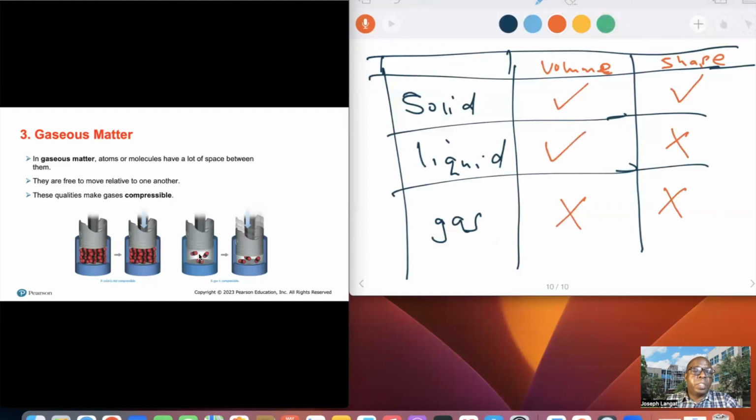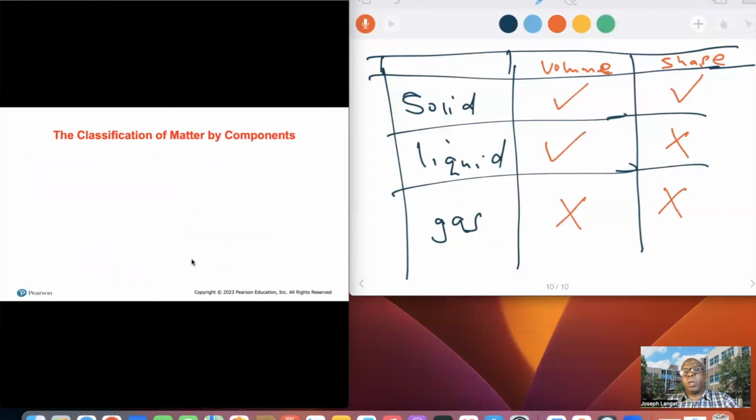They have large intermolecular spaces, and this diagram here represents compressibility of gases. They are compressible because of large intermolecular spaces. So that's just a brief summary of classification of matter, solid, liquid, and gas. You should know their properties as well. Make your own notes on that.